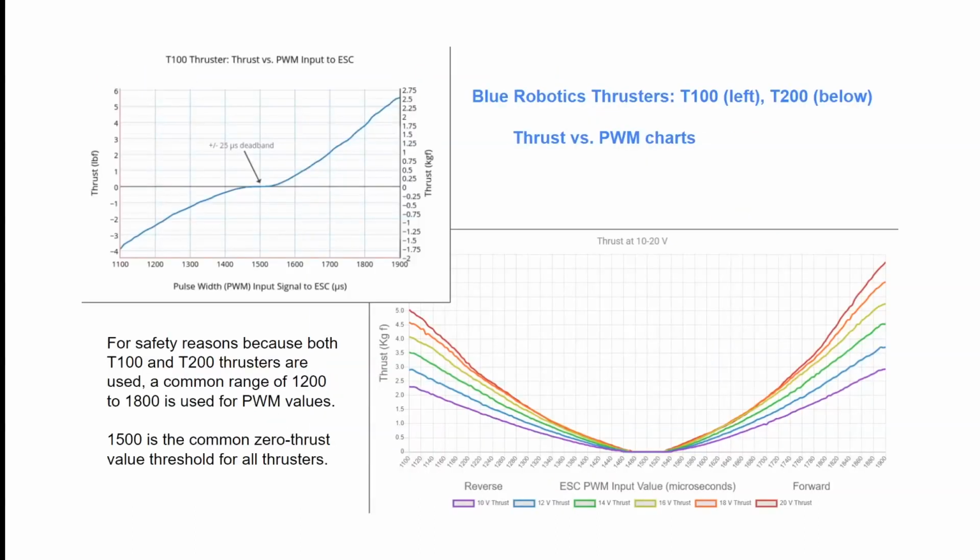And finally, we have a comparison of the T100 and T200 thrusters from Blue Robotics, which this submarine uses. We can see that based on the variable PWM input signal values, we have a certain amount of thrust for each thruster. Each thruster has its own direction in the previously shown red and blue directions in order for the entire submarine to move along a desired axis. For safety reasons, we have a common range of 1,200 to 1,800 for PWM values. This makes 1,500 the common zero thrust value threshold for all thrusters.